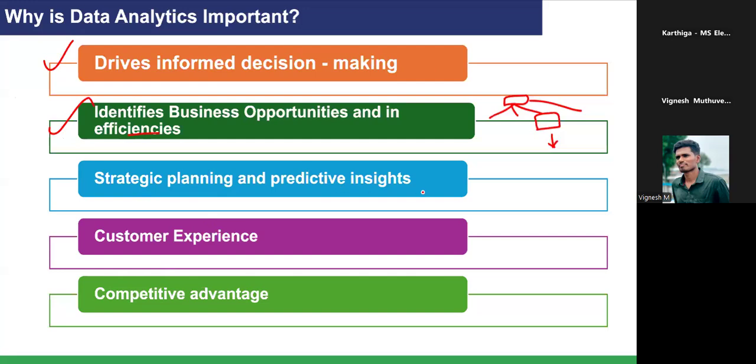Then this I have already told you, strategic planning and predictive insight. So for Diwali sales or February sales or New Year sales or any specific seasonal sales, we are able to predict the sales based on the past few years' data. Always there will be, let's assume, 10-15 percent, okay, an increase in the sales, right?